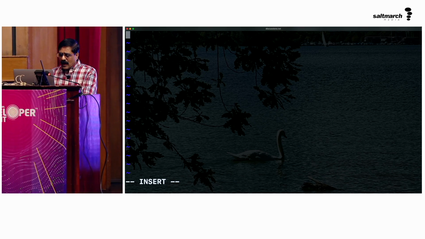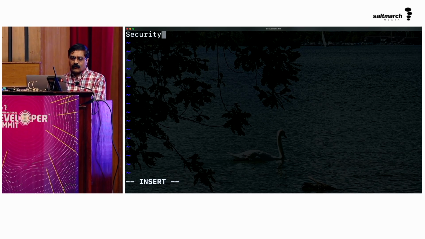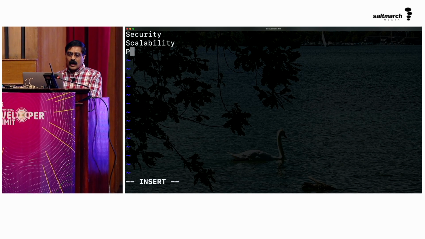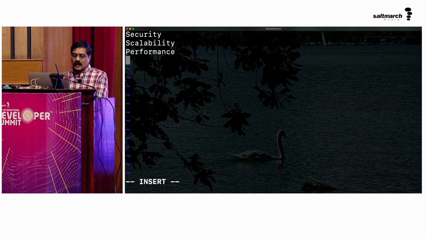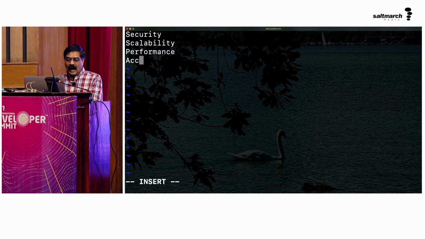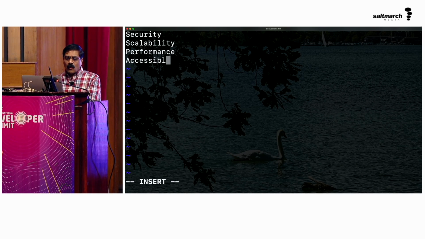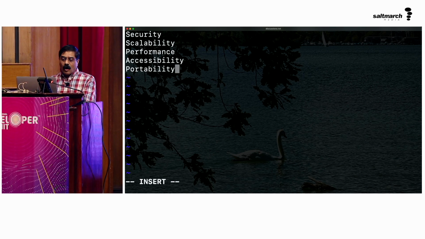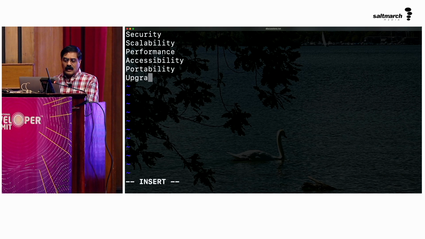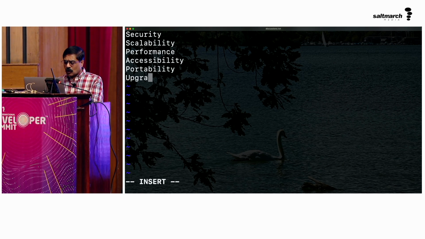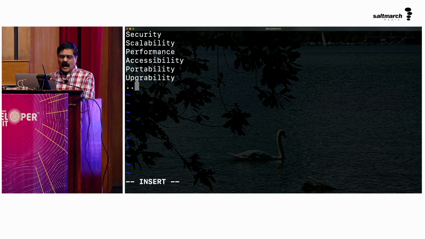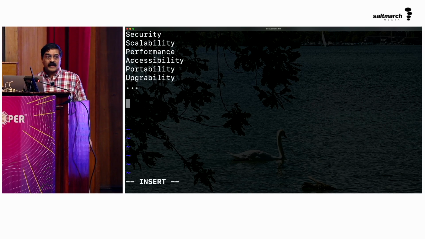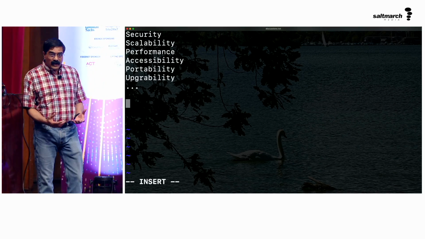Things we often talk about are security, for example, or scalability, if you will. You can talk about performance, for instance. You may even talk about things like accessibility, and so on. You could be listing portability maybe, or upgradability, if you will. And so on, and you can come up with all these ETs that you may think about, and these end up being the characteristics that you want to really focus on.